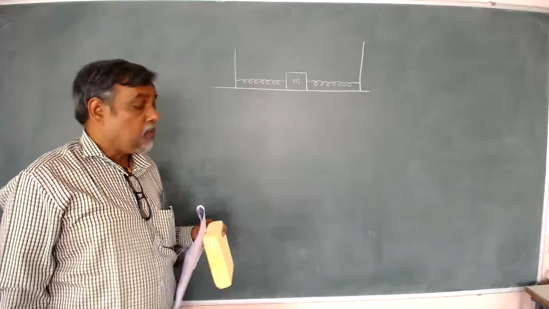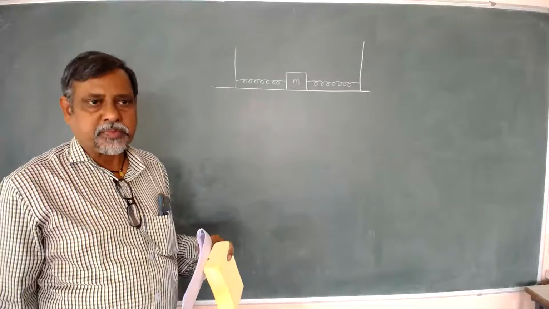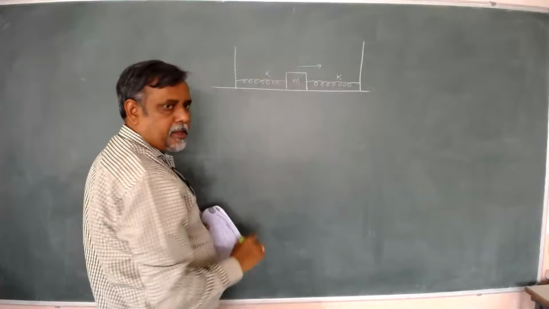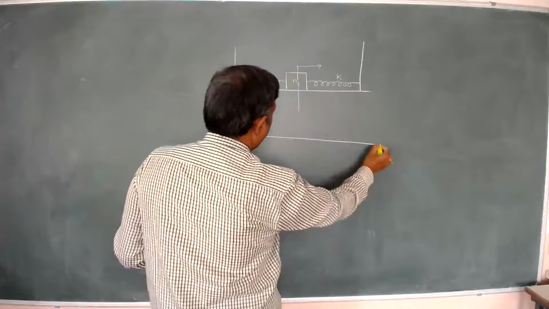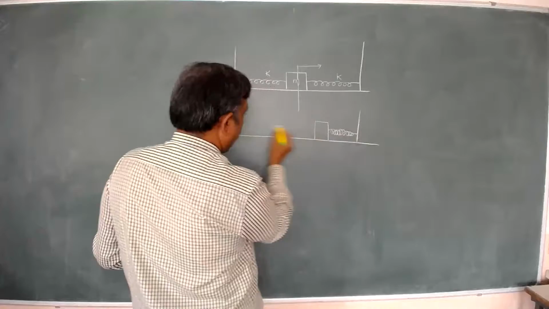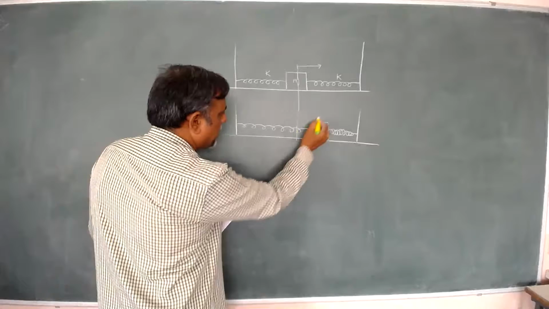Now, if you apply force, the particle will be moving in one of the directions. When the particle moves this way, suppose this is the spring of spring constant K, and this is also a spring of spring constant K. This is the initial position, and this is the final position, where the particle has come. Then this spring undergoes compression, but this spring undergoes relaxation, meaning elongation. Understood? Whatever the displacement the particle moves, this is the displacement.